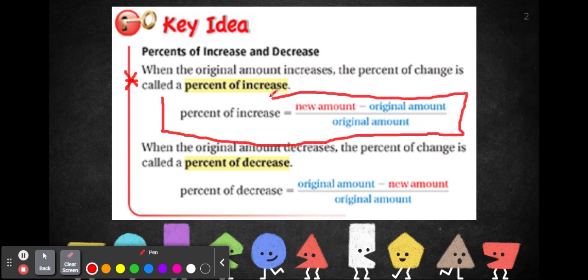It says here that the percent of increase is equal to the new amount minus the original amount divided by the original amount. Another way to think of this is to take the greater amount, the greater percentage, subtract the lesser percentage, and then divide that by the original amount.